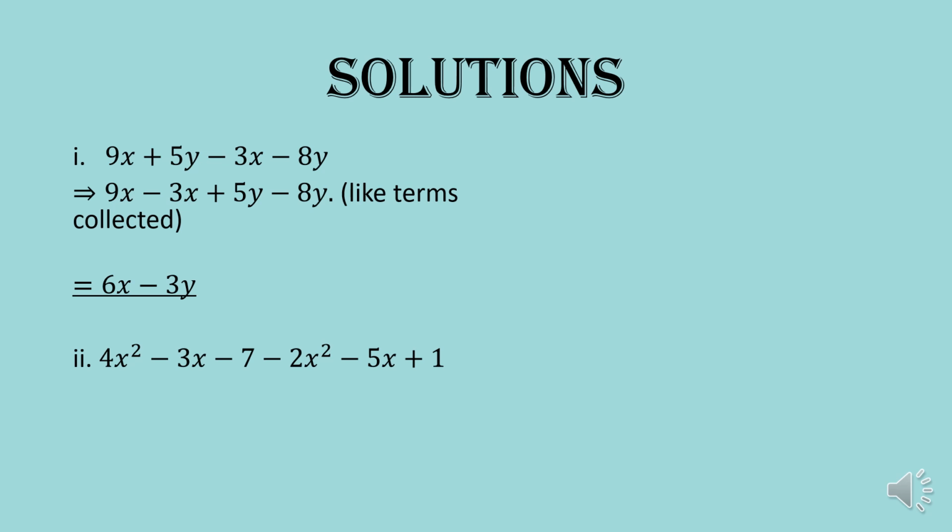Example 2. You can check in example 2, we've got 4x squared minus 3x minus 7 minus 2x squared minus 5x plus 1. Here our duty is to just use our eyes and collect the like terms. As you can see, 4x squared is going to be coupled onto negative 2x squared. These are like terms. Negative 3x and negative 5x are also like terms. Positive 1 and minus 7 are like terms.